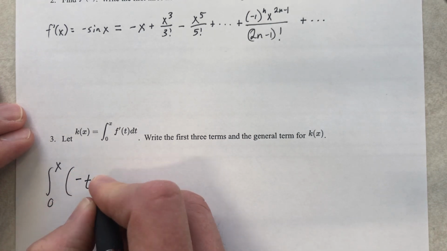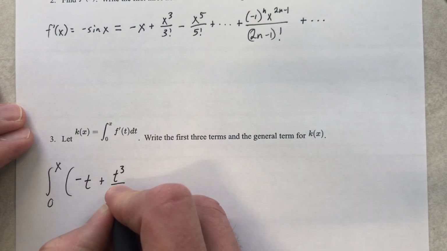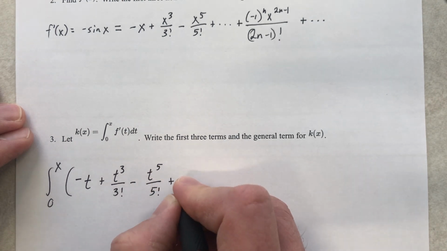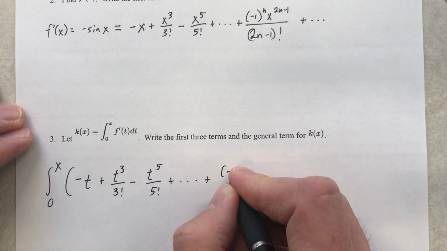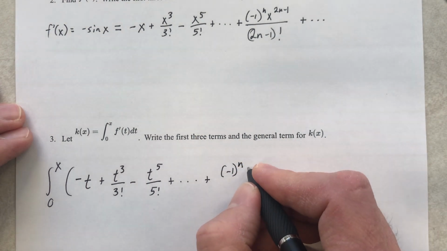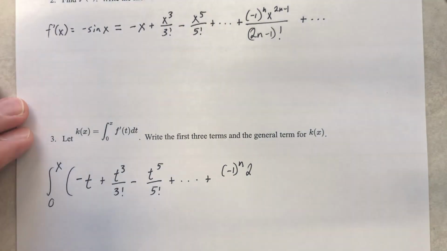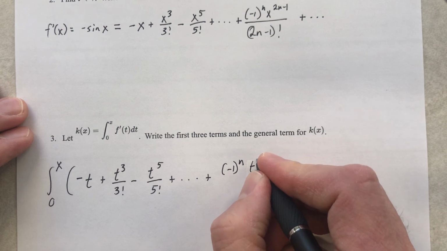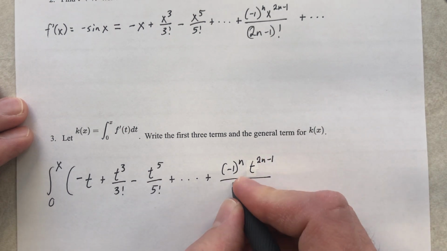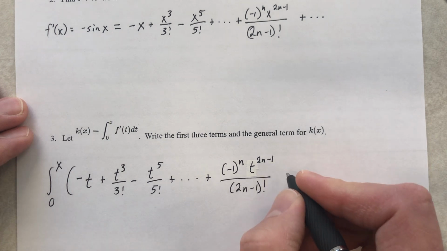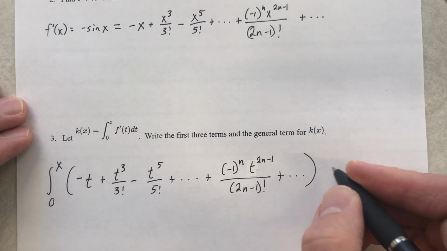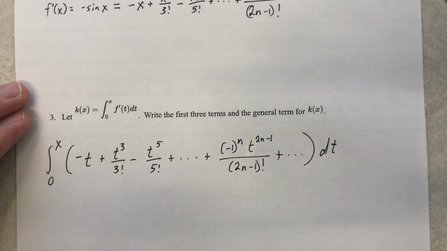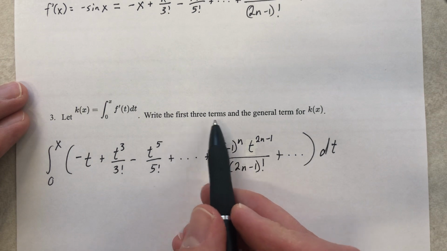So negative t plus t cubed over 3 factorial minus t to the 5th over 5 factorial plus dot, dot, dot. Let's keep going. Negative 1 to the n doesn't change. Whoops, not 2n and not x, it's t. t to the 2n minus 1 over 2n minus 1 factorial plus dot, dot, dot, forever and ever, dt. Okay, we're going to integrate this one term at a time, and I've got what I need here: the first 3 terms and the general term.